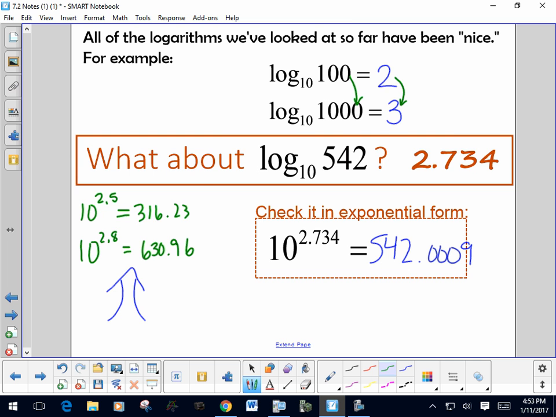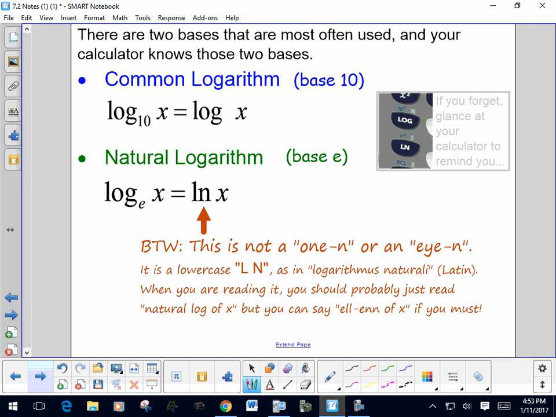Well, it turns out your calculator knows some logs. It knows a few. There's two bases that are the most common, and the calculator knows those two bases. Your calculator knows base 10. And you'll see that on your calculator on that LOG button.